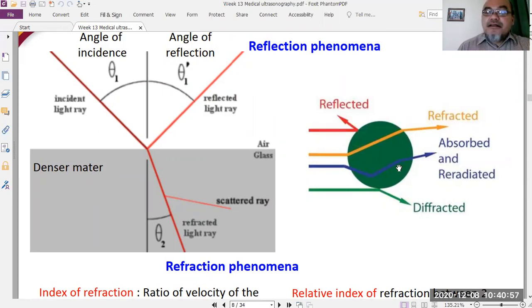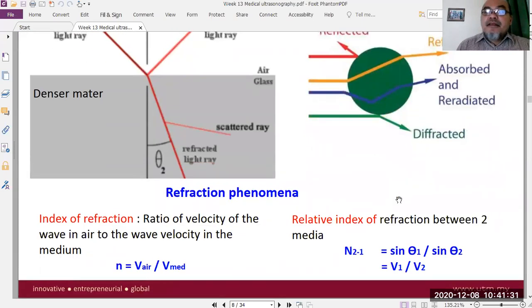Then the blue part here illustrates the phenomenon of absorption and re-radiation. So this is being absorbed, actually, but then some of it is radiated back by the second medium. And here is the diffraction phenomenon, similar to reflection. However, it is different because the angle of the diffracted wave is not the same as the angle of the incoming light or incoming wave. So the relative index of refraction between two media is defined as sin theta 1 divided by sin theta 2, or V1 divided by V2. It depends on the velocity.